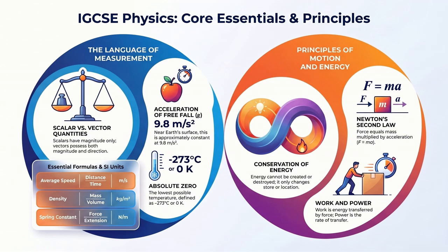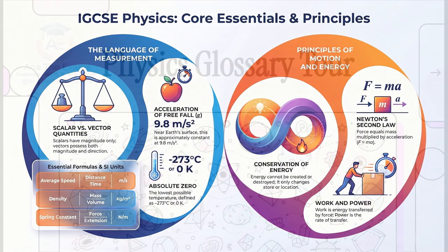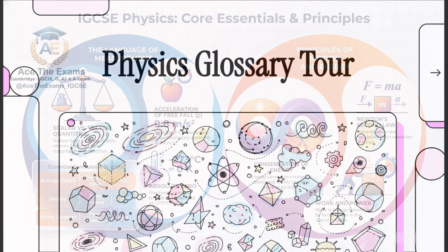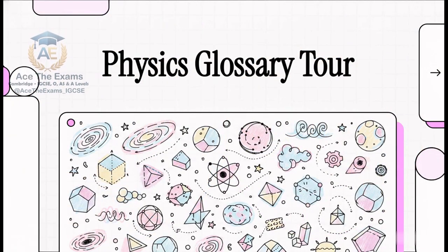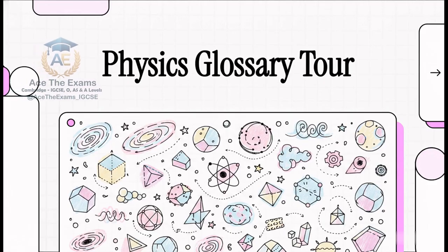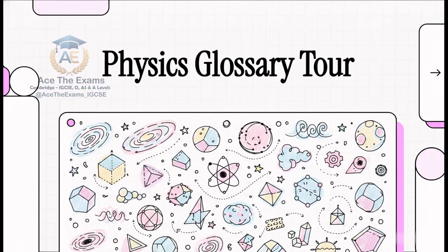Welcome to the Explainer. If you're tackling the Cambridge IGCSE Physics 0625 syllabus, you already know that the glossary at the back of your textbook can feel like a massive, dense brick wall of text. But today, we're doing something completely different. We are taking that exact A to Z list and decoding it.